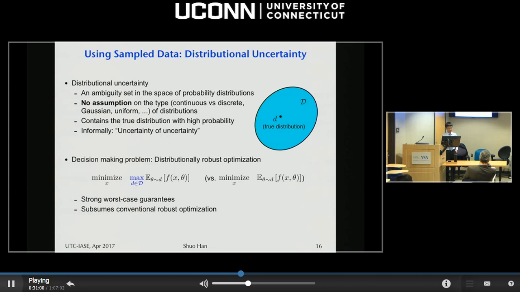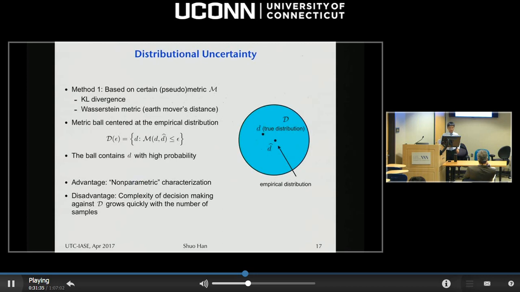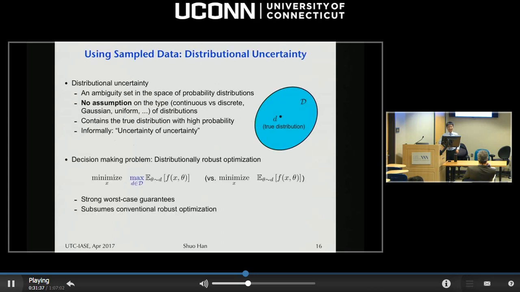So let's not worry about the computational tractability of this, but if we can actually solve this problem, then we not only preserve the distribution information like we did in the sample average approximation, but also we have strong worst case guarantees. And by the way, this also subsumes conventional robust optimization, because it turns out that if I only specify the support of the distribution when I define the set capital D, then that actually reduces to conventional robust optimization. So how do you enclose all the distributions? That's my next slide.